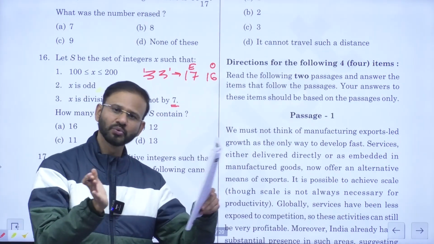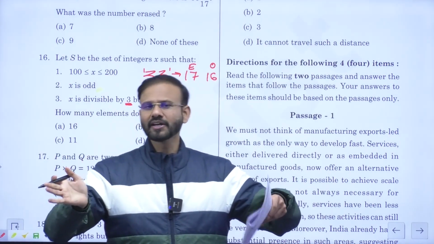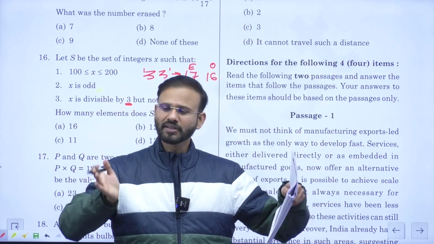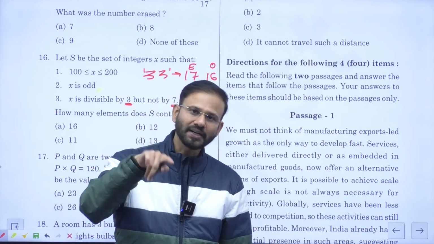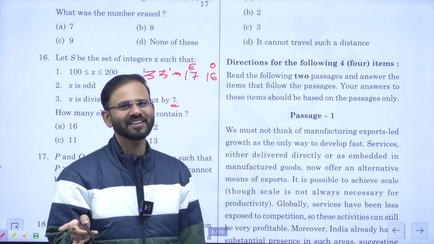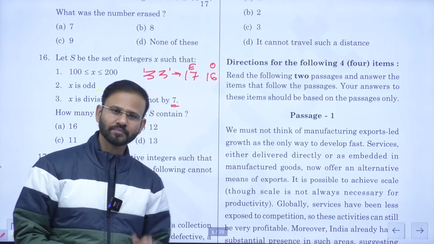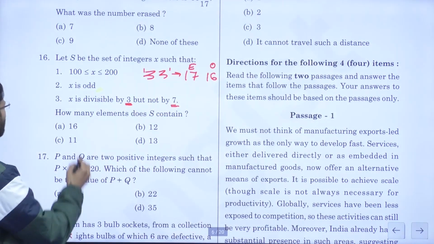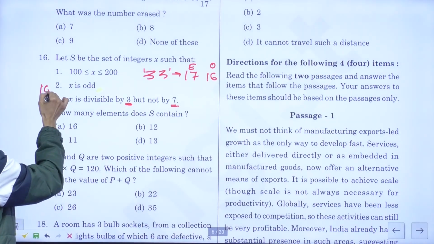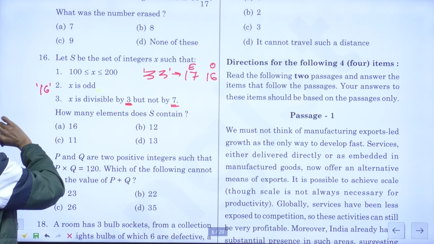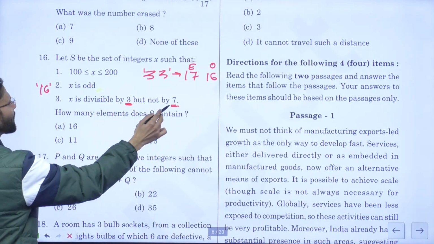Because if there are 32 numbers, then half even and half odd. But if there are 33 numbers, then obviously we need to check the starting number. So the starting number is even. Fine. So there will be 17 even numbers and 16 odd numbers. So guys, x is odd. So total 16 possibilities for x. X is divisible by 3 but not by 7.